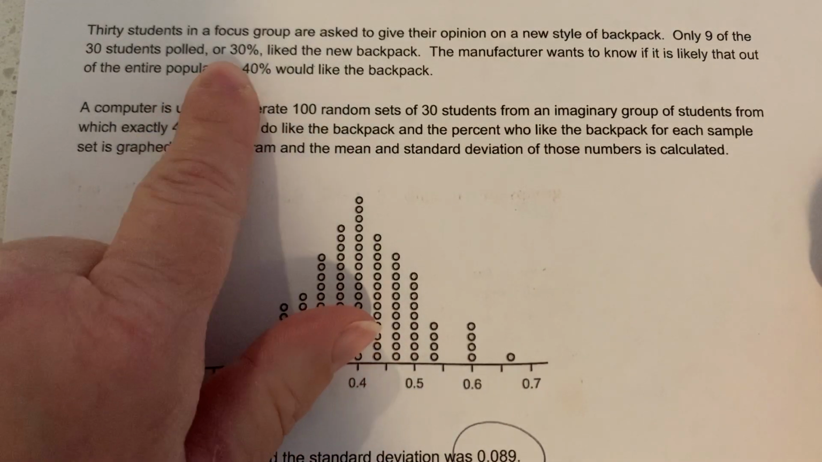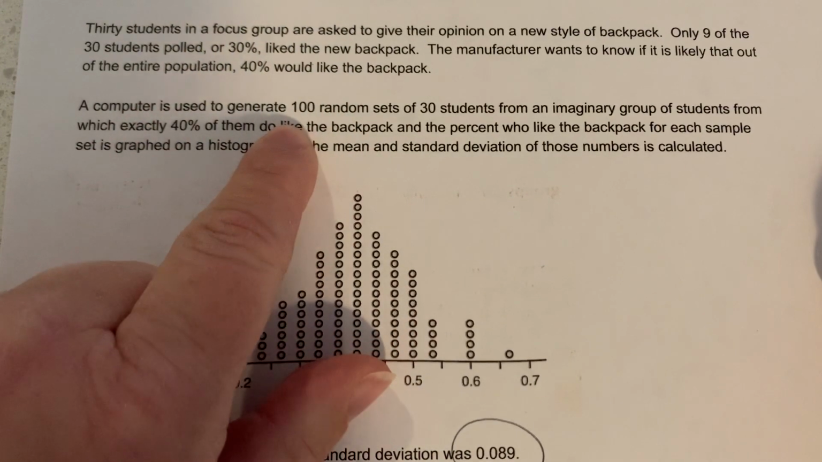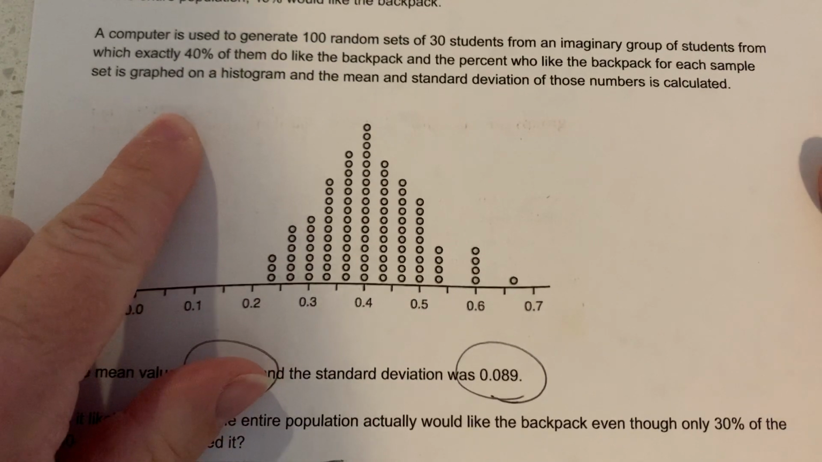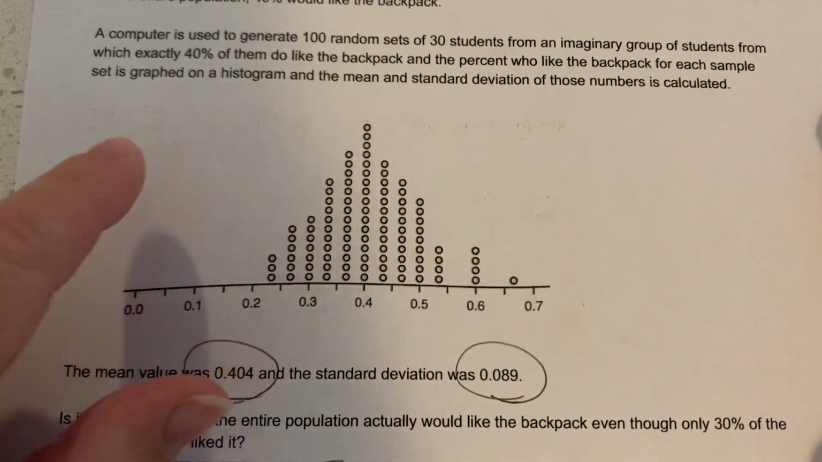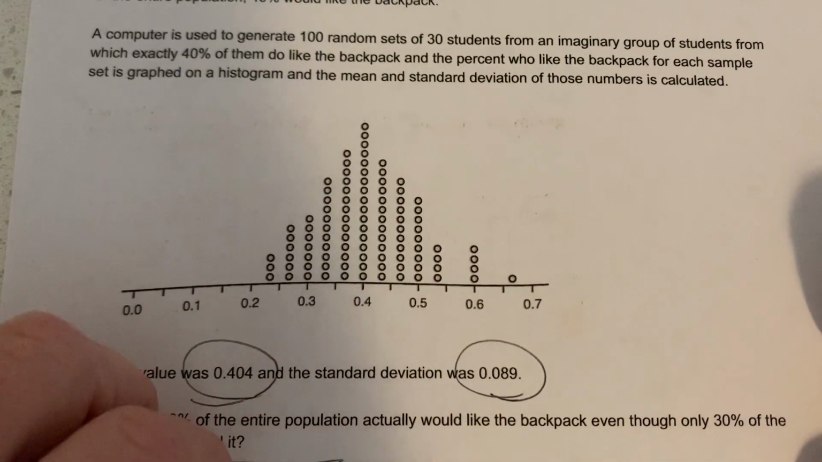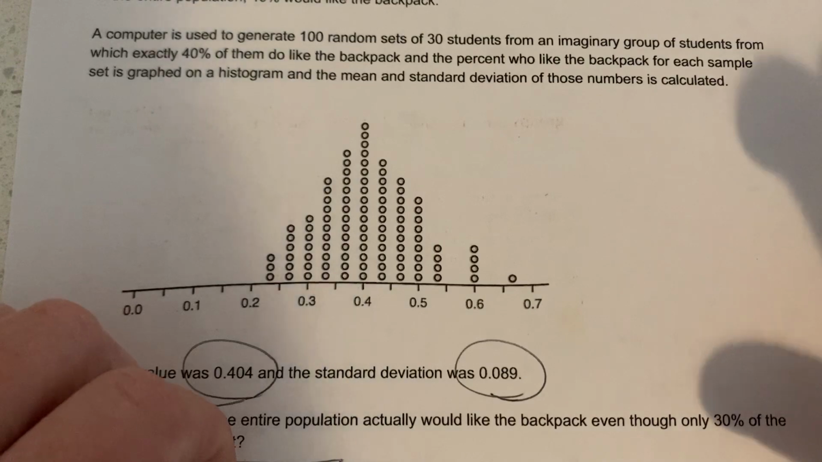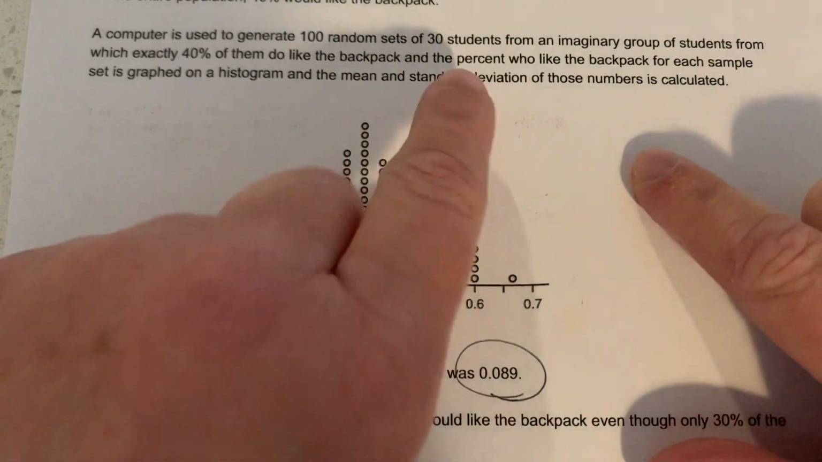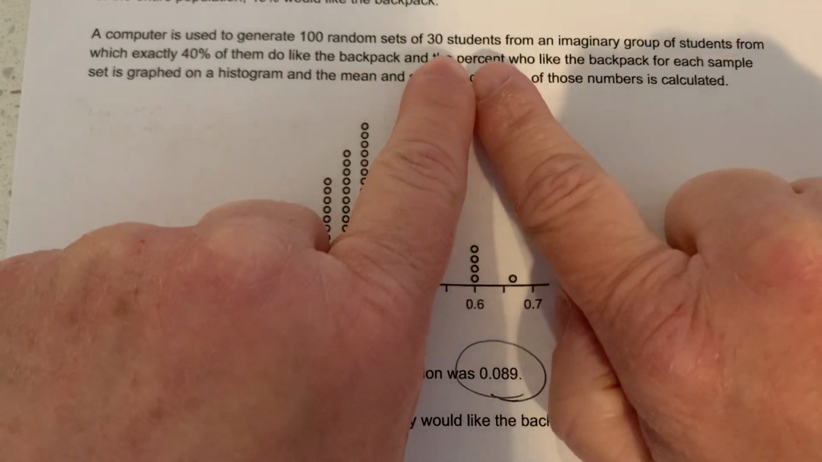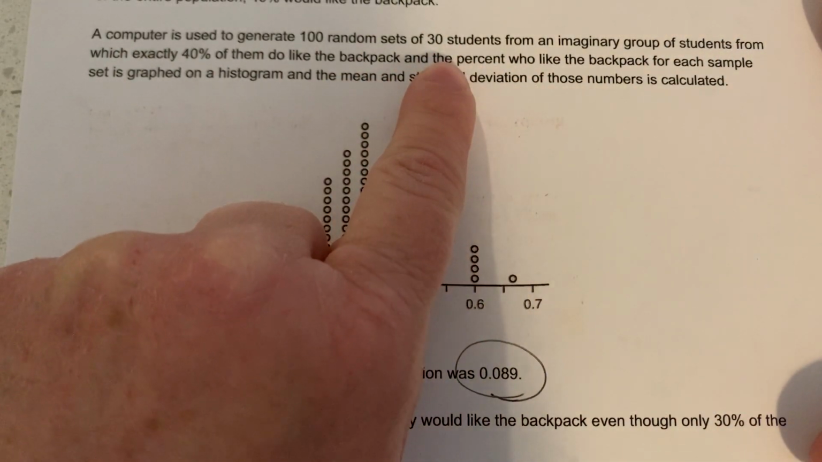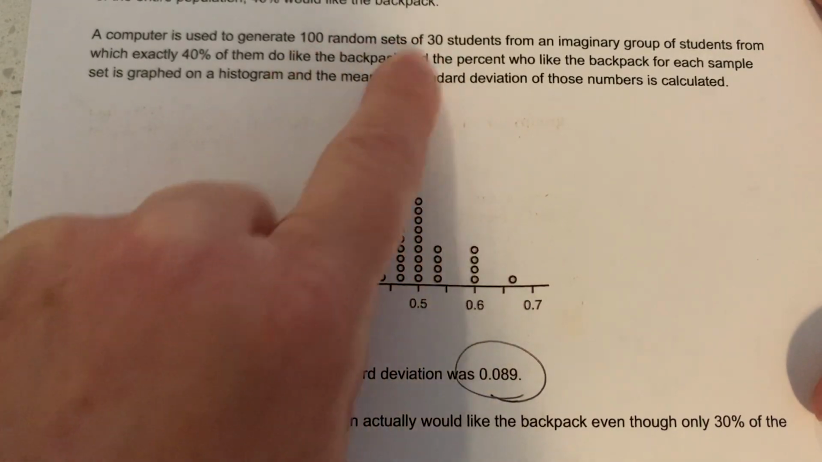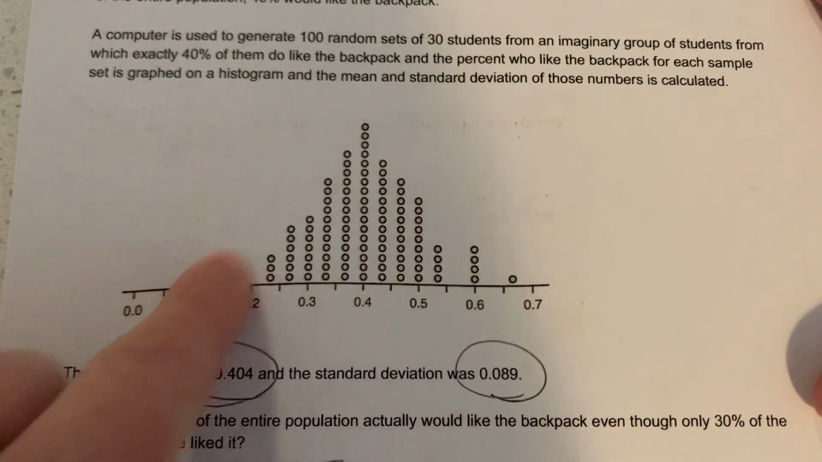If only 30% like it and it's not possible that 40% would like it, then that might not be a good investment. So they have these computer programs that can actually generate data based on pretend imaginary students, and they are just checking probability. The program runs, choosing 30 random students to see what the opinions would come back as. They did this 100 times and plotted the data here.